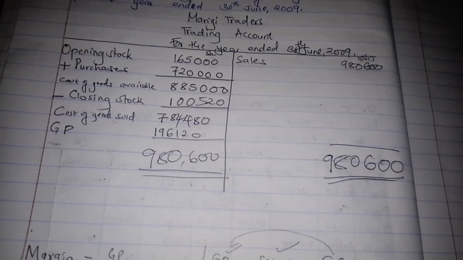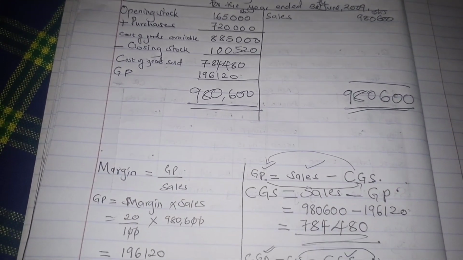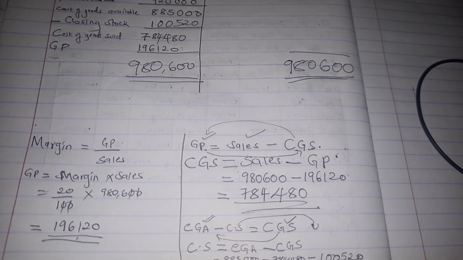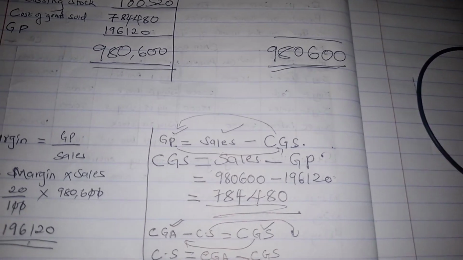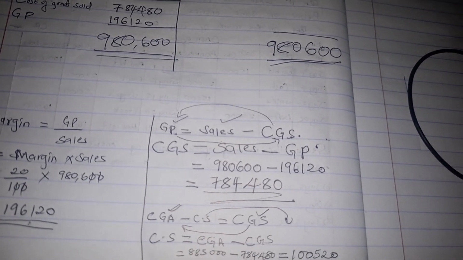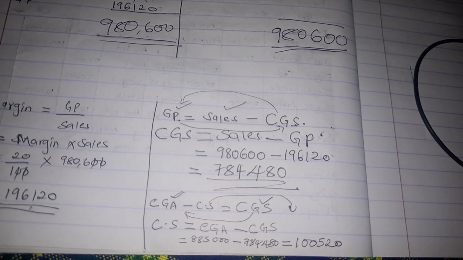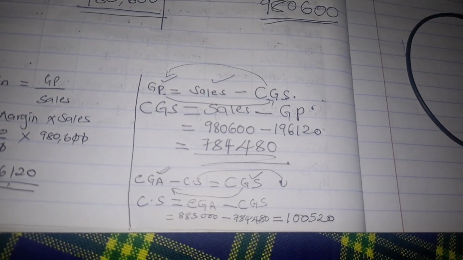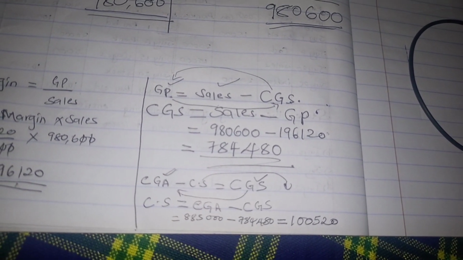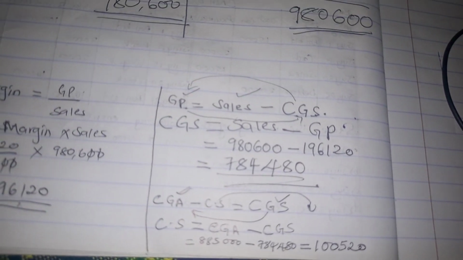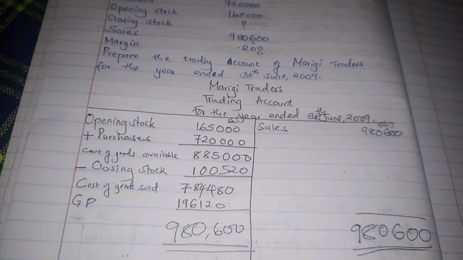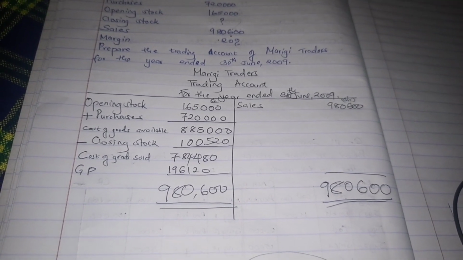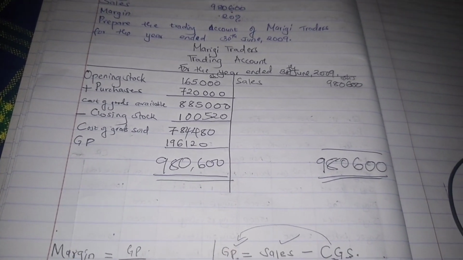That's how you're supposed to tackle that question. You use the margin to get gross profit. Then from there, you get the figure for the cost of goods sold by subtracting gross profit from the sales figure. And you use the same cost of goods sold to arrive at closing stock by subtracting it from the cost of goods available. That is how you're supposed to arrive at your answer. We have everything and the question is fully answered.